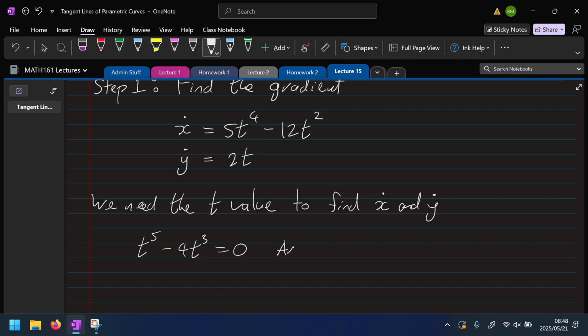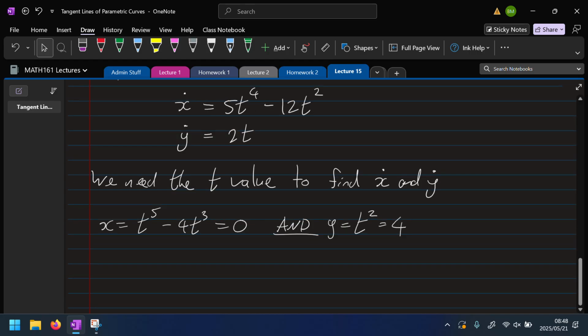And the y value was 4, so t squared must be 4. This first one was the x value, and the second one was the y value. Now we can solve these two for possible values of t. Let's do the second one. That's quite easy. If t squared equals 4, then t must be plus or minus 2.